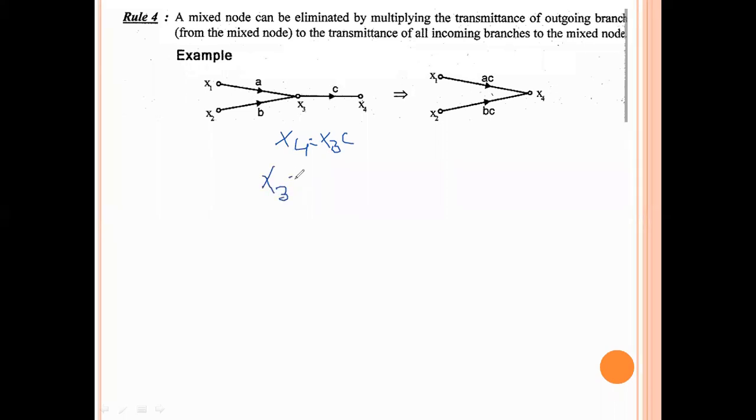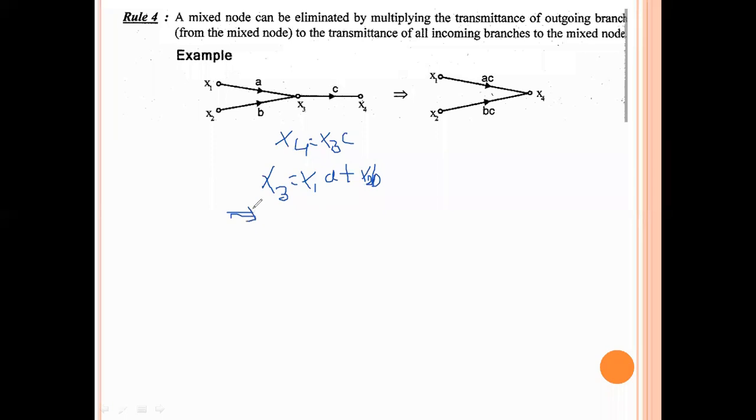So x3 is equal to two parallel branches with two different inputs. That means x1a, parallel branches means we need to add, plus x2b, x1a and x2b. This is the x3 value, right? So if we substitute x3 value here, then we will get the x4.